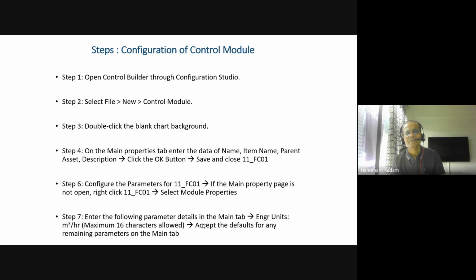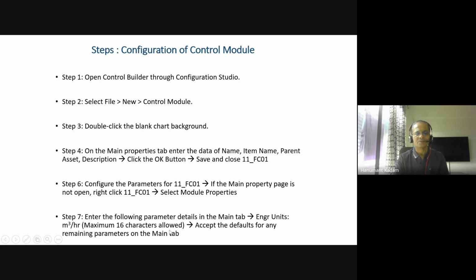Double click the blank chart background. The fourth step is on the main properties tab: enter the data of name, item name, parent asset, description. Once you enter this information, click the button, save and close. So this is your 11 underscore FC10 control module, which you have named. You have done this through step 4, main properties.